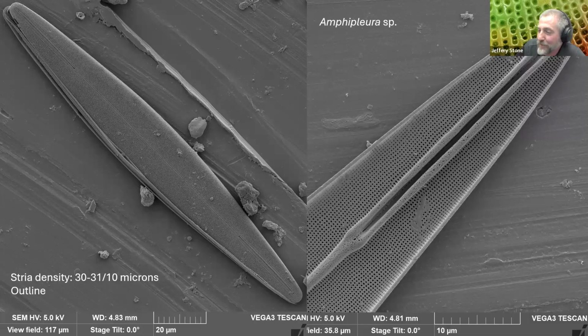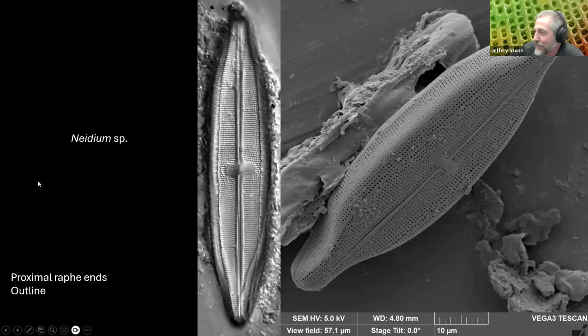So I'm a little miffed at what it is. I'm just calling it Amphipleura sp. for now. But this is a nice view of that. I also found some Cnidium species I had a hard time putting a name on.